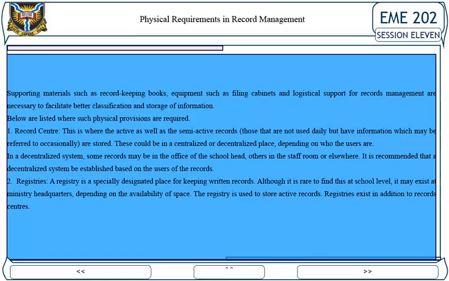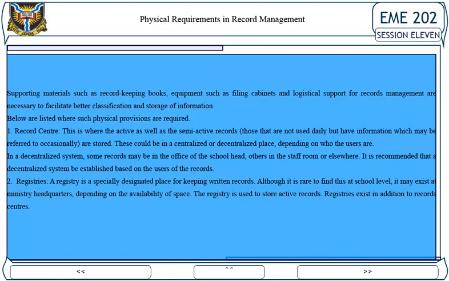1. Record center. This is where the active as well as the semi-active records, those that are not used daily but have information which may be referred to occasionally, are stored. This could be in a centralized or decentralized place depending on who the users are. In a decentralized system, some records may be in the office of the school head, others in the staff room or elsewhere. It is recommended that a decentralized system be established based on the users of the records.